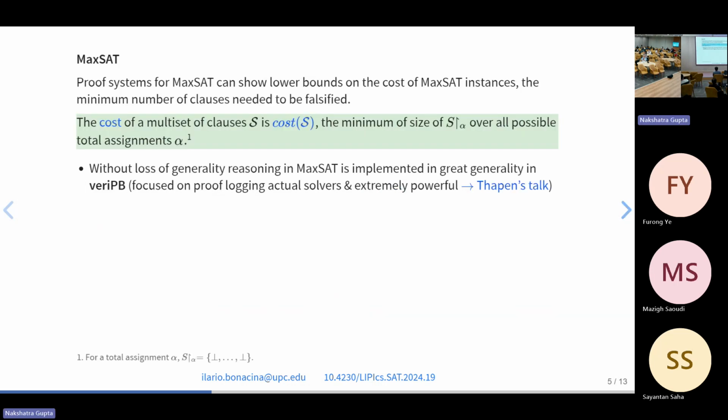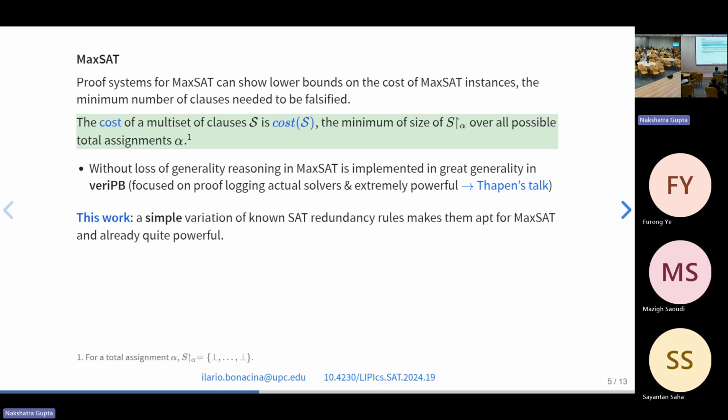Okay, in the context of MaxSAT, we have the cost, which is the minimum number of clauses that we falsify in that set over all possible assignments. Without loss of generality reasoning in the context of MaxSAT is implemented in great generality in VeriPB, which is focused on proof logging, and it's extremely powerful, as we saw in the talk. In this work, we take the approach of using the minimal amount of reasoning on top of MaxSAT resolution, which is the base system, but we want to see how powerful this reasoning is. So we want a simple variation of SAT redundancy rules using inclusion instead of unit propagation, and check if this makes MaxSAT resolution strong enough to refute a lot of basic benchmarks for checking that the system is good.